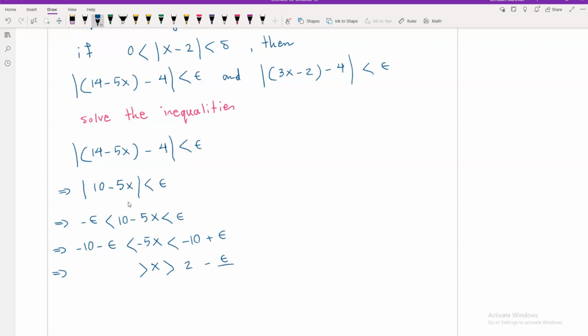On this side we have 2 minus epsilon divided by 5, and on the other side we have 2 plus epsilon divided by 5. So what that means, here we have this interval.